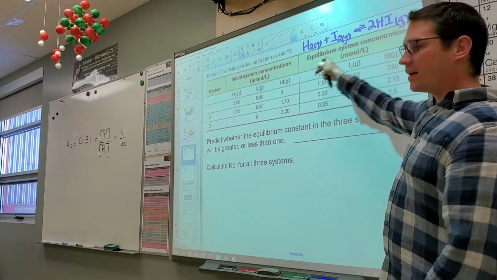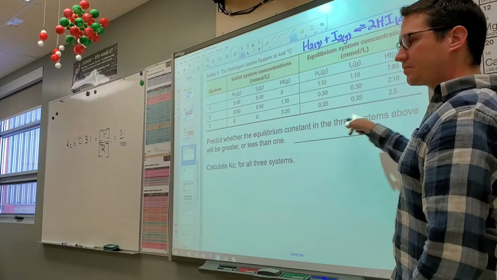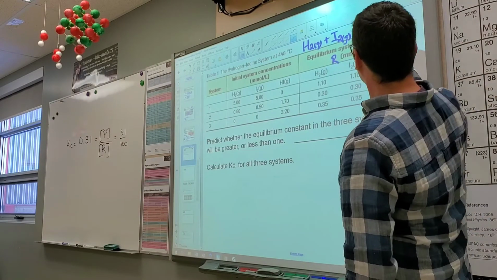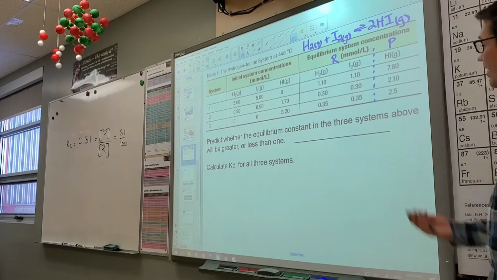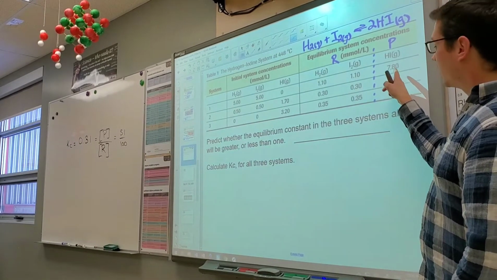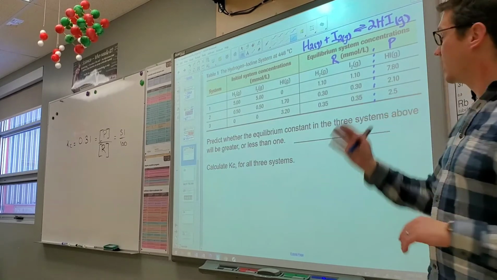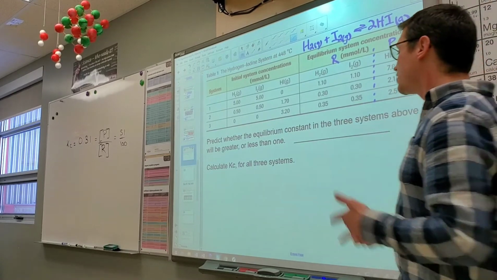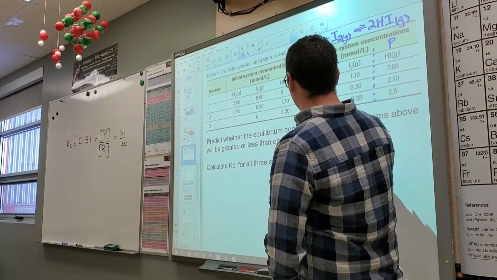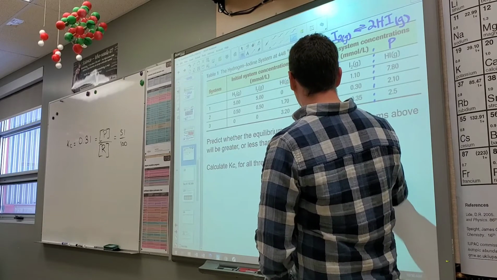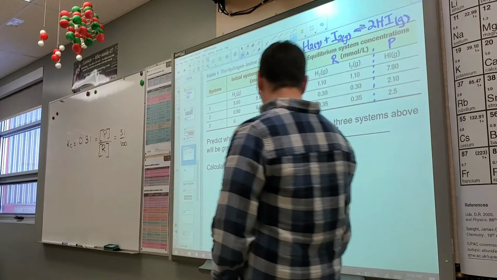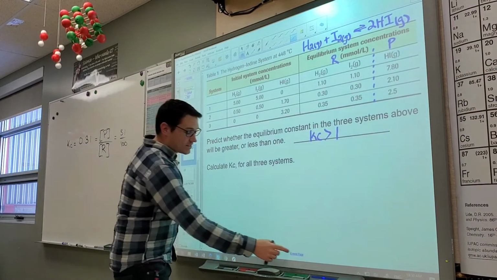Which of these are reactants and which of these are products? So these are reactants and these are products, right? And so what does it look like? Does it look like this system is reactants favored or products favored? In every single case, it appears like it's products favored, right? So we're going to guess that all of these Kc's should be greater than 1. That's our prediction. But let's see if that's the case.